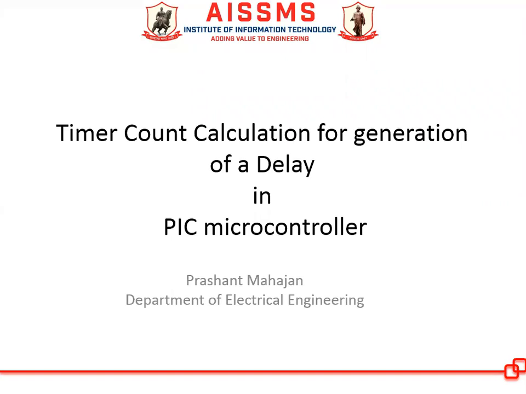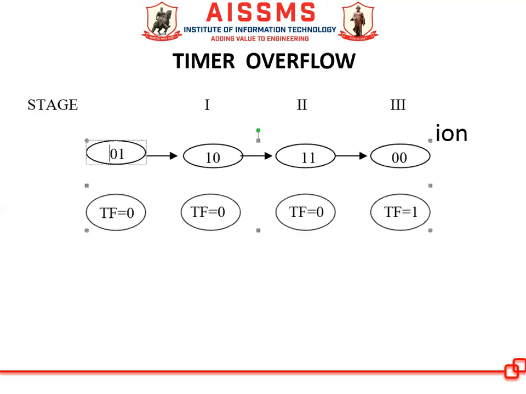In this video, we'll be seeing how to calculate the count that needs to be loaded in the timer for generation of the desired delay. For this, first we'll take a look at a 2-bit counter. The possible states of a 2-bit counter are 00, 01, 10, and 11. So there are four possible states of the counter.